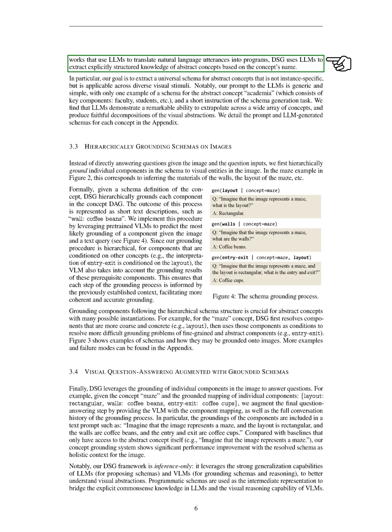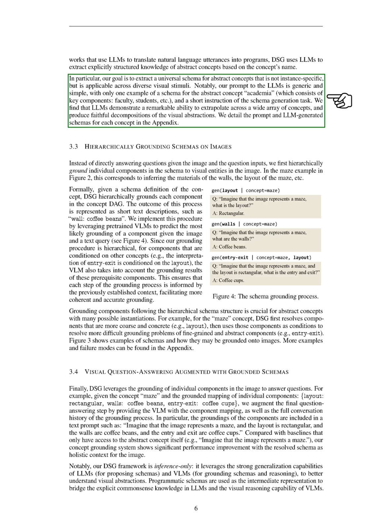Unlike previous approaches that translate natural language into programs, we focus on extracting structured knowledge based on the name of the concept. Our aim is to derive a universal schema that applies to different visual stimuli, rather than being tied to specific instances. We use a straightforward prompt for the LLMs, providing just one example schema for the concept, academia, which includes key elements like faculty and students, along with a brief instruction for generating schemas.